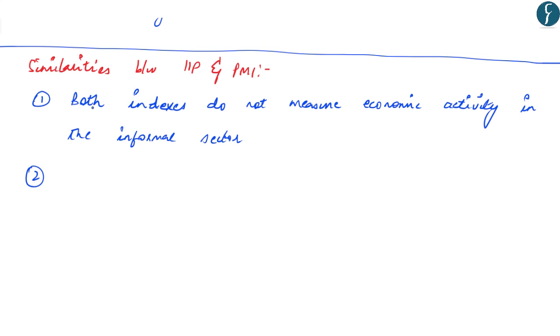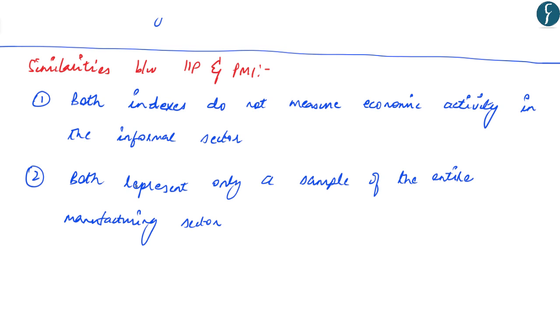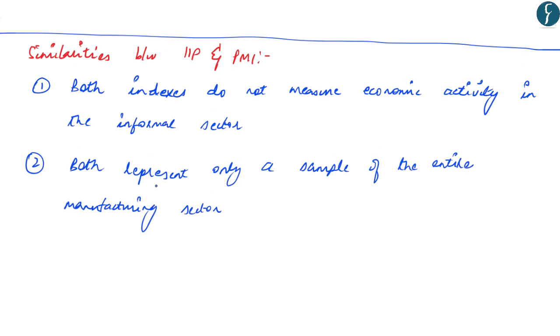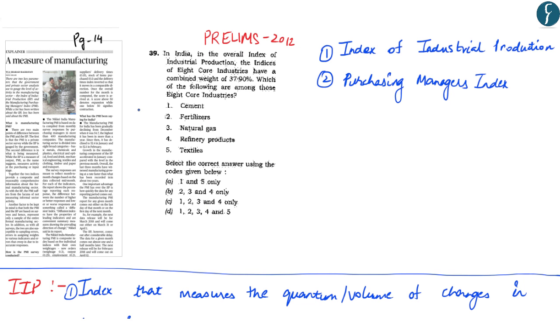And secondly, both PMI and IIP are based on survey method, and hence they only represent a sample of the entire manufacturing sector. That is, there might be a possibility that both these indexes might be missing out some of the industries that are a part of formal sector, as they only take a sample of the entire manufacturing sector. So with the help of this discussion, we have talked about all key points pertaining to IIP and PMI.